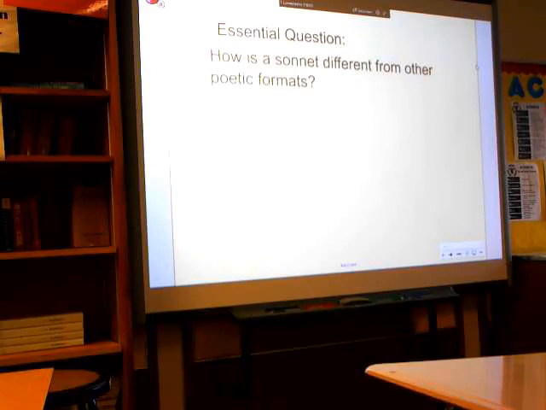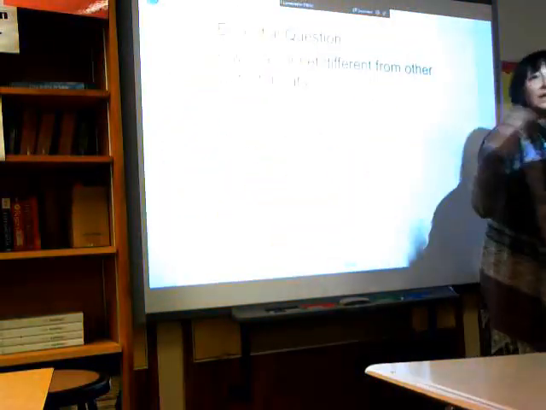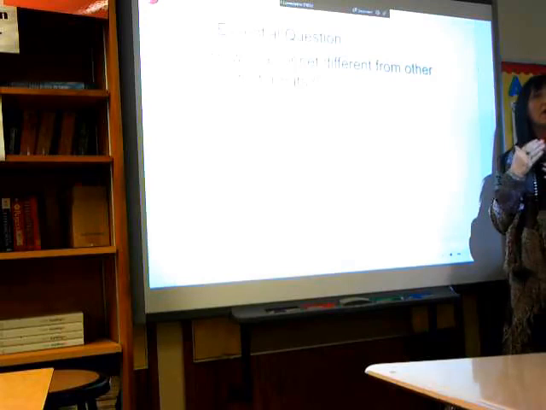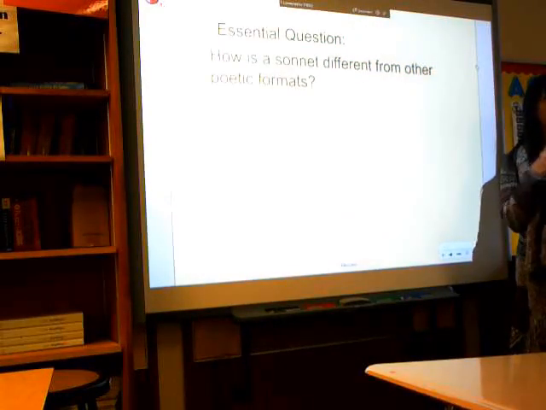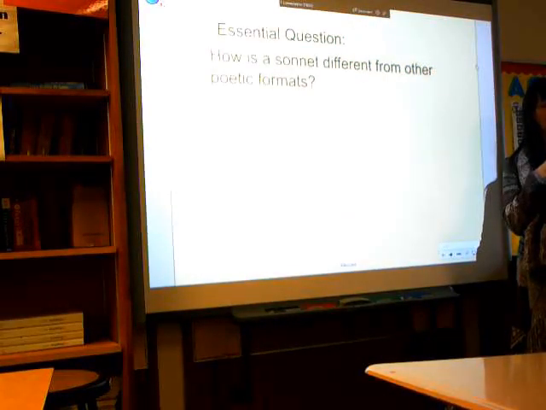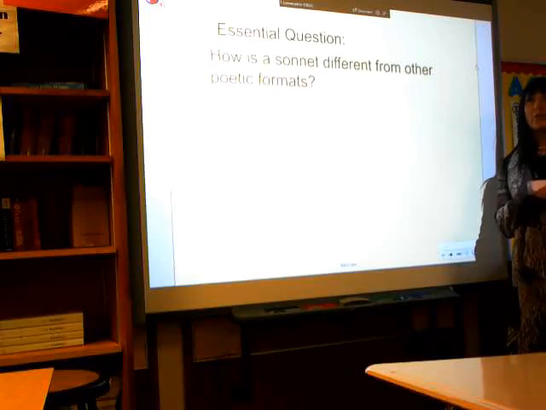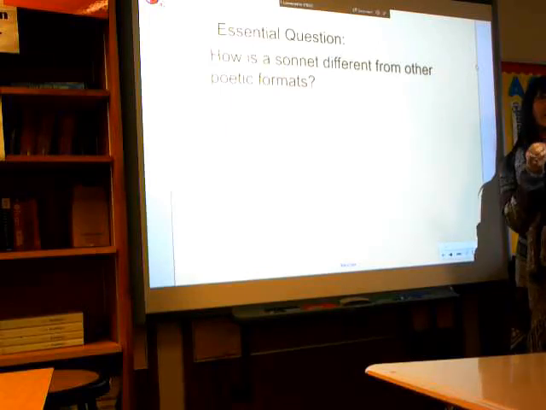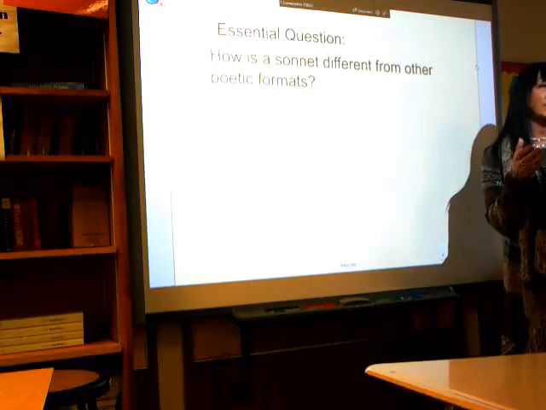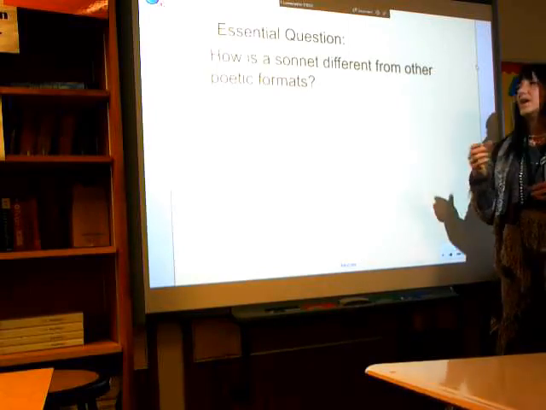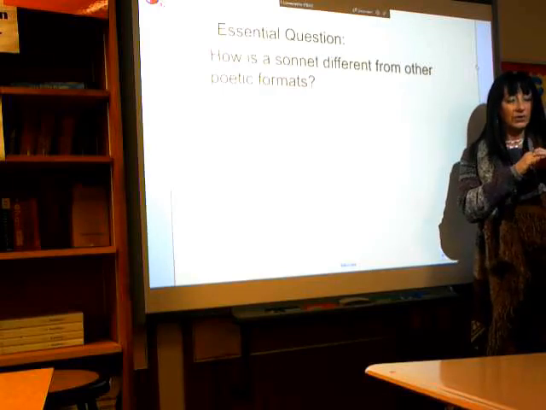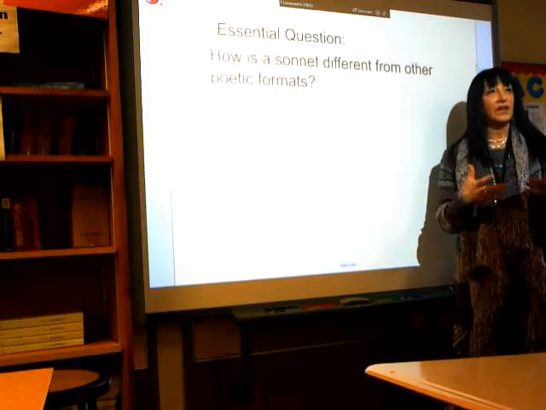Okay. So, our central question: how is a sonnet different from other poetic formats? What we're going to begin today is understanding how a sonnet is put together. Because when you understand how this particular poem format works, the structure of it, it helps you to understand the poem better. Okay? So when we begin diving into a handful of Shakespeare's 154 sonnets, we're only going to read a handful of them, it will help you to be able to explicate them, to understand them.